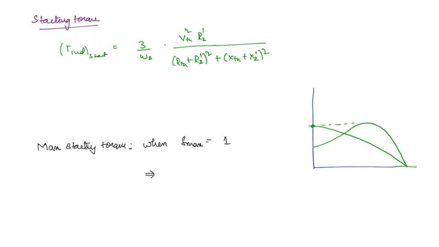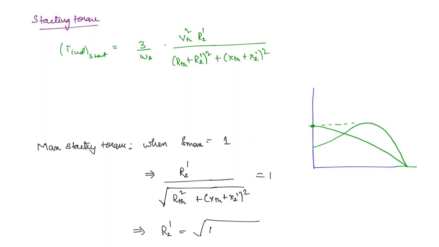But we know S max is equal to R2 dash divided by root over RTH square plus (XTH plus X2 dash) whole square. This is equal to 1. This means that R2 dash should be equal to root over RTH square plus (XTH plus X2 dash) whole square. So this is the condition of rotor resistance wherein the starting torque will be the maximum torque.